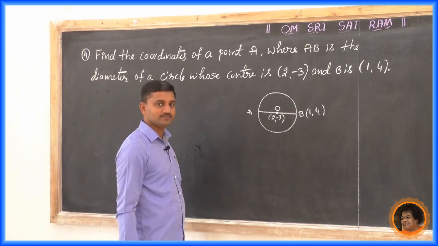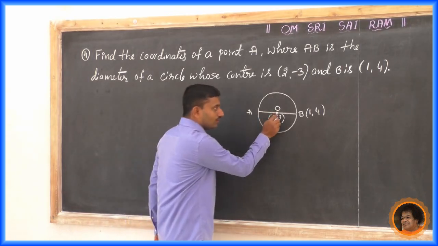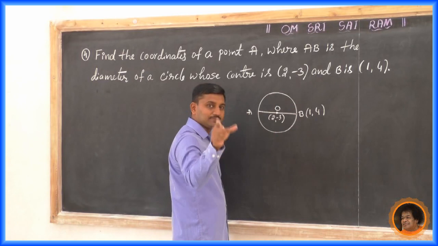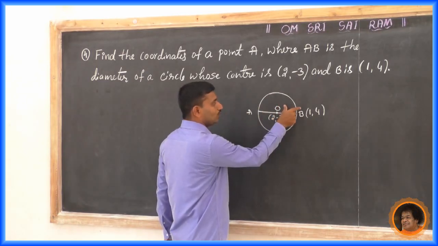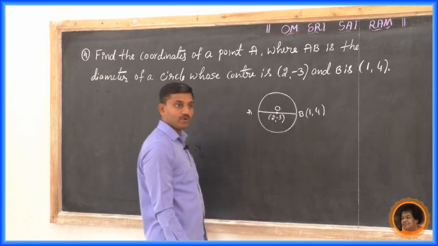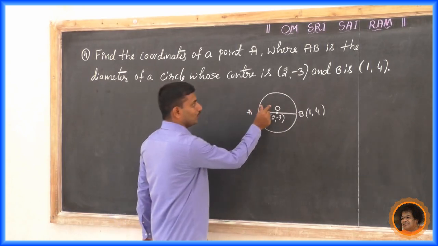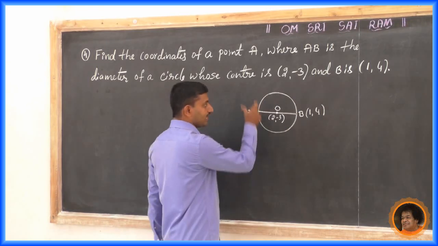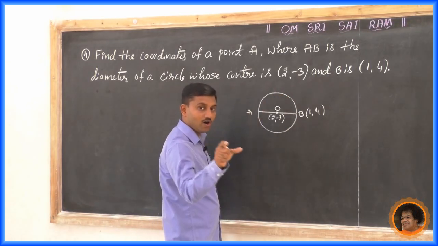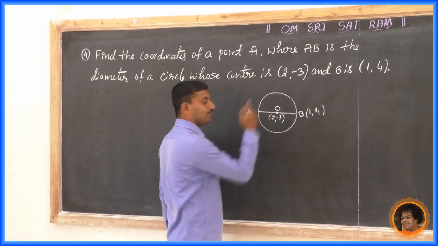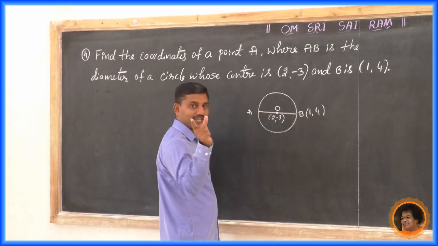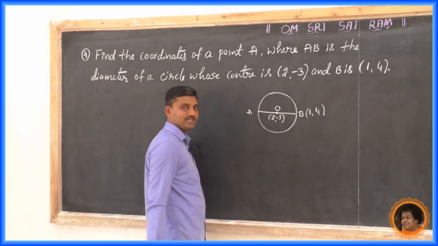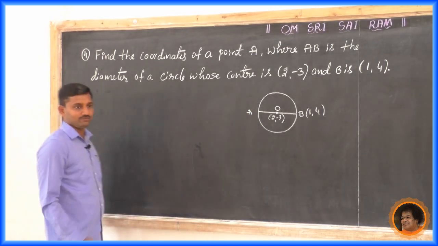Just think over it. O is the center of the circle, AB is the diameter. You know that with respect to the circle, OA and OB are the radius. The radii are equal, so OA equals OB. Or O is the midpoint of AB, since AB is the diameter. So how to find the coordinates of the point A? By using the midpoint formula.